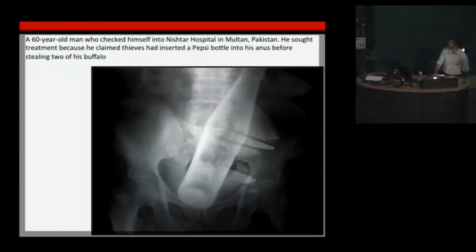I found this, so read this story. This is a 60-year-old man who checked himself into a hospital in Pakistan. He sought treatment because he claimed thieves had inserted a Pepsi bottle into his anus before stealing 2 of his buffalo. Poor chap. That is really bad luck.